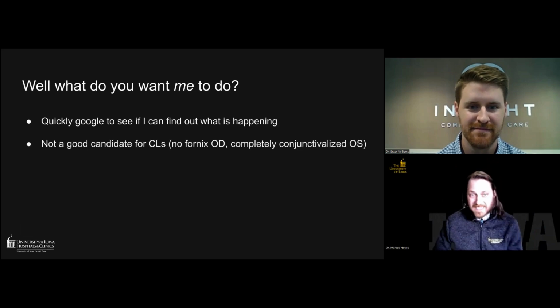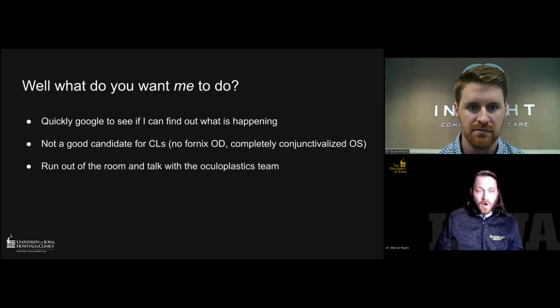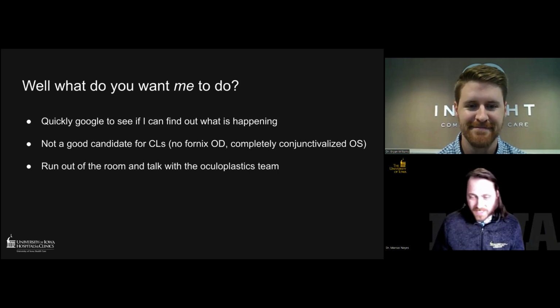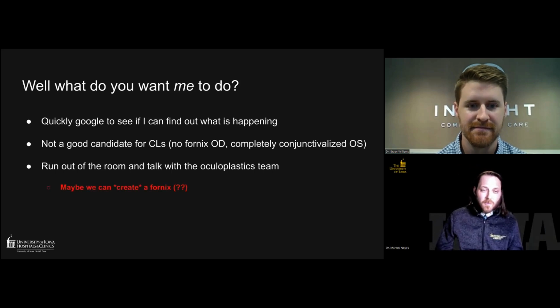It turns out he's not really a good candidate for contact lenses, considering he doesn't have a fornix in the right eye and he's completely conjunctivalized in the left. So I did the thing everyone does and ran out of the room to talk to my friends. Thankfully, our oculoplastics team was right down the hall, and we came up with maybe a harebrained idea. What if we created a fornix for this patient? Would he be a contact lens candidate then?